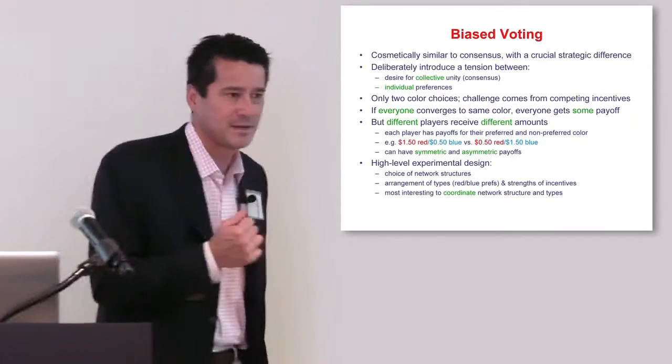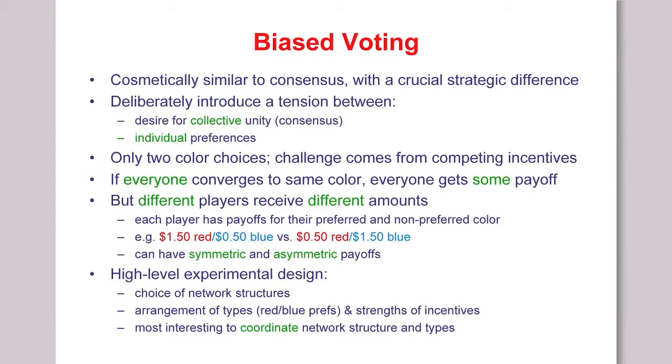So biased voting, for the game theorists in the audience, is basically a networked battle of the sexes game, okay? So it's cosmetically similar to consensus. We all want to agree on something, but with a crucial strategic difference. Namely, we're going to deliberately introduce a tension between a desire for collective unity, which of course was present in the consensus experiments I've described, with individual preferences for the outcome, namely which color is chosen, which was not present in the experiments. And this kind of changes everything.